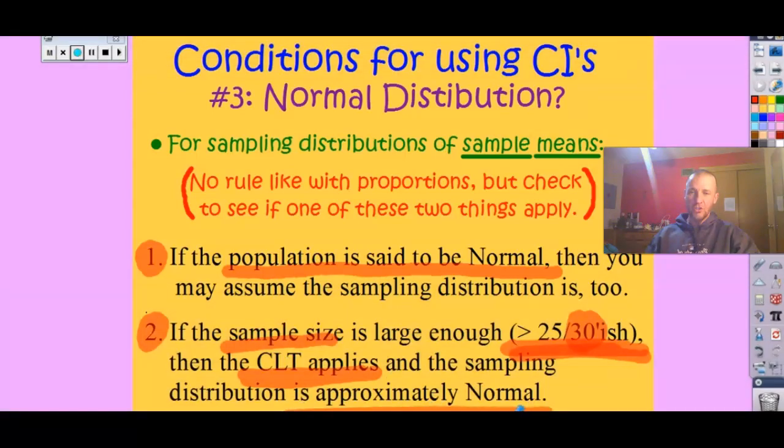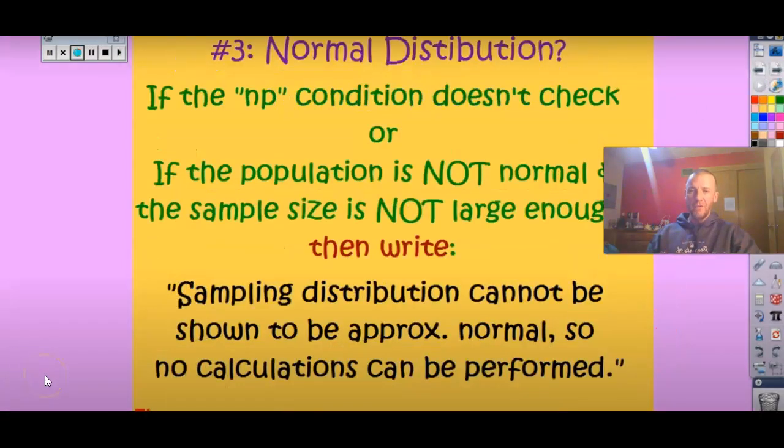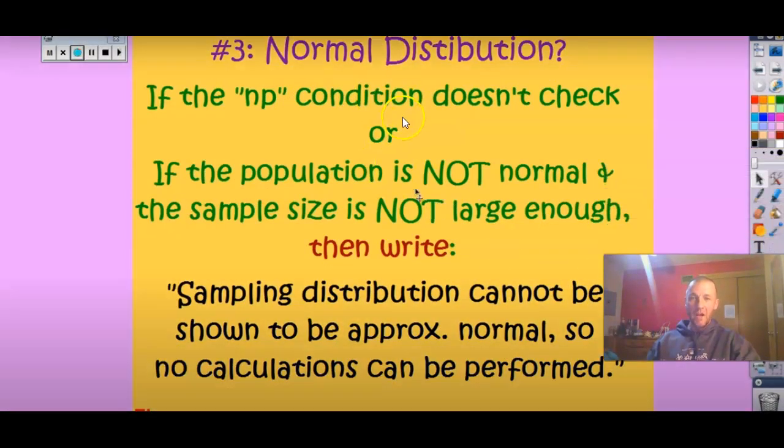Those are your conditions, those three things: randomness, normality, and independence. Independence, 10% condition. Randomness will have to be stated. Normality, n times p and n times 1 minus p, or central limit theorem or population normal, depending if you're in means or proportions. Have those on your notes or whatever, but those are going to be the things that you're going to need to have.